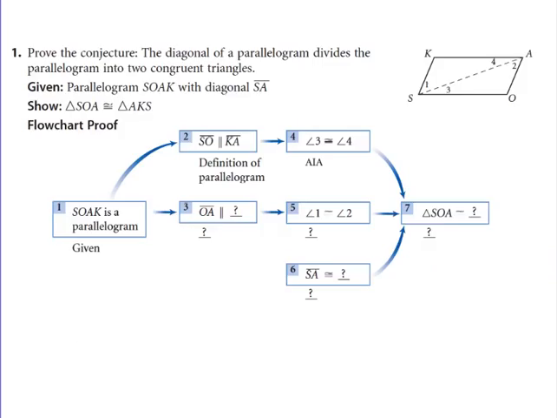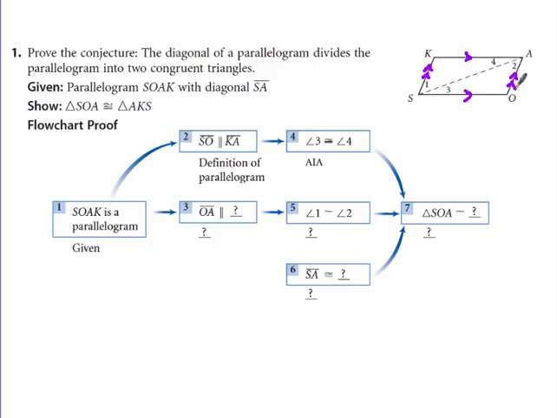So, let's go and look at this one. Prove another conjecture. The diagonal of a parallelogram divides the parallelogram into 2 congruent triangles. So we are given we have a parallelogram. So since we have a parallelogram, we know this and this are parallel. We also know that this and this are parallel. Okay. We also know we have a diagonal SA. We want to show that triangle SOA is congruent to AKS.